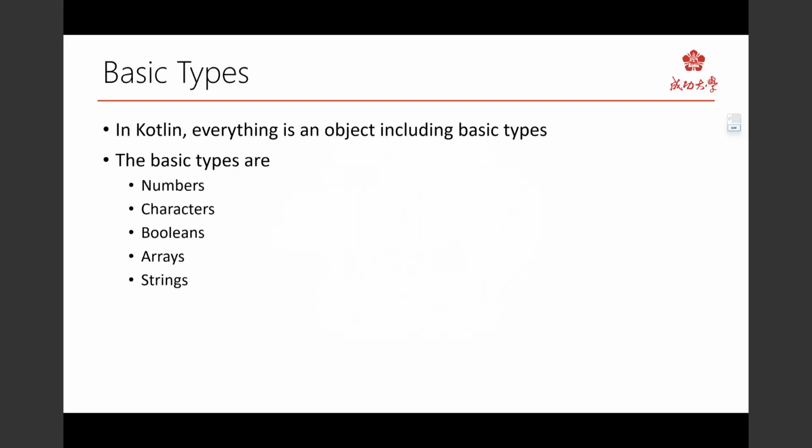Okay, so let's start with the basic syntax of Kotlin. In Kotlin, remember everything is an object, including basic data types. And there are five basic data types, and they are numbers, characters, booleans, arrays, and strings. So let's take a look at them one by one.